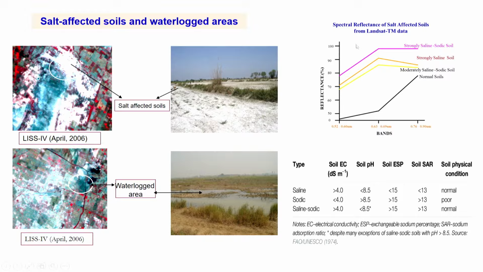And this is the spectral characteristics. You can see that highly salt affected soils give high reflectance, and low salt affected or low salinity soils give less, and normal soils give spectral characteristics like this in the multispectral bands.